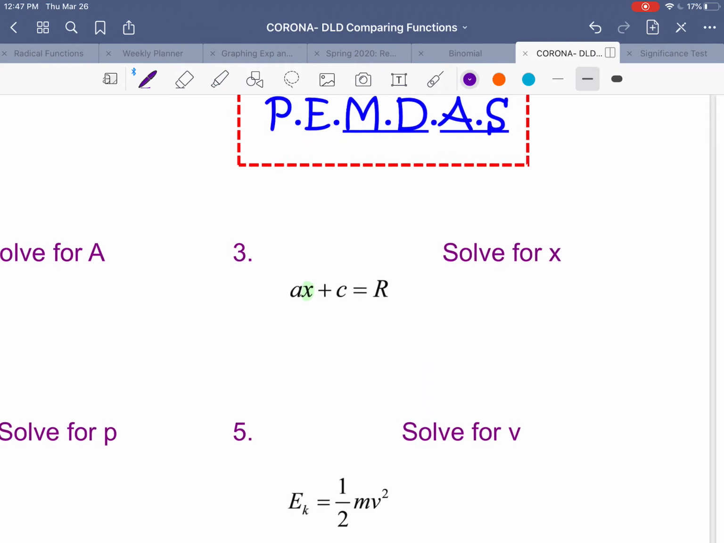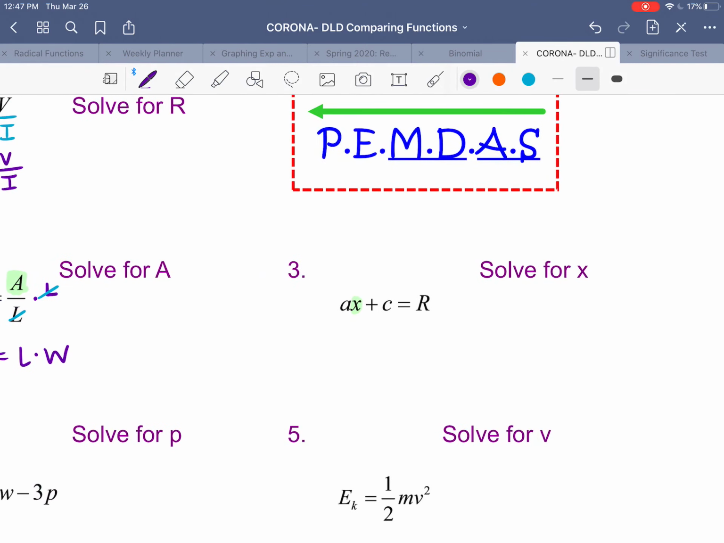In order to do that, let's look at PEMDAS. Working backwards, do we have a subtraction here? No. Do we have addition? Yes, so we have to undo our addition first, which means we're going to subtract C from both sides. Then we're left with AX equals R minus C. Then we still want to get that X by itself. It's not by itself yet, so we're going to divide by A on both sides, which will give us X equals R minus C over A.